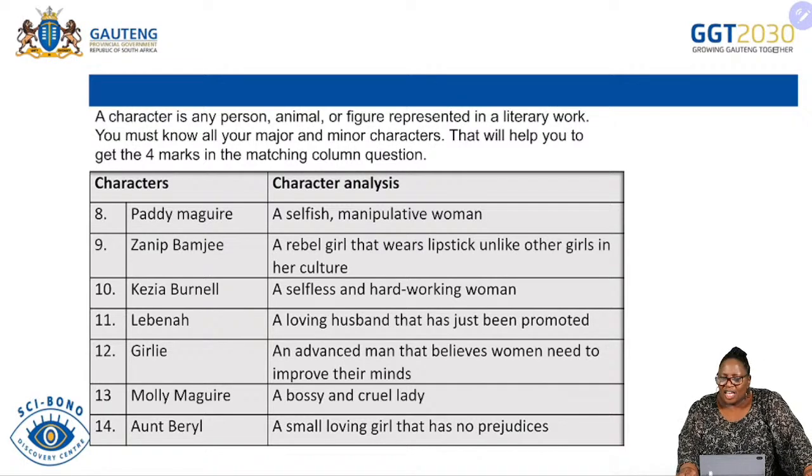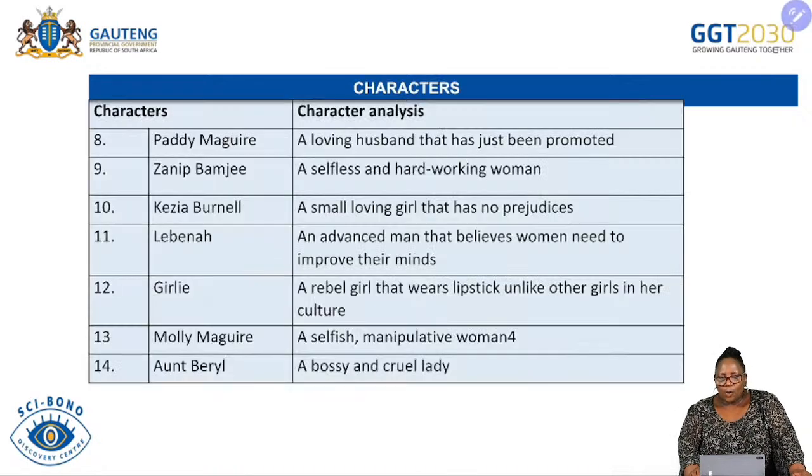Levina, a loving husband that has just been promoted. Geli, an advanced man that believes women need to improve their minds. No. Molly Maguire, a bossy and cruel lady. Aunt Beryl, a small loving girl that has no prejudice. I hope you have finished. As I was reading, you got the time to pair the correct answers. Let's look at the responses, at the answers.